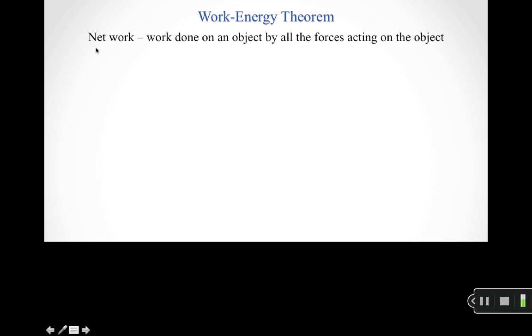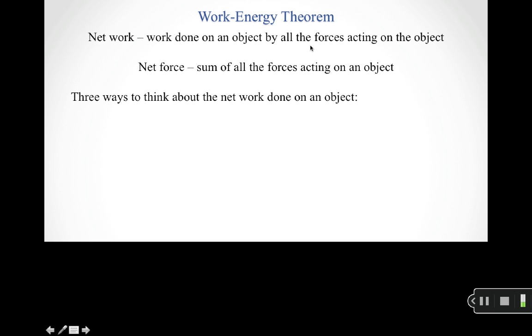And so what we want to do is emphasize what we mean when we throw "net" out in front. The net work is a way of saying the work done on the object by all the forces acting on the object. This is like when we talked about the net force, we said the net force is the sum of all the forces. There are three ways we can talk about the net work.